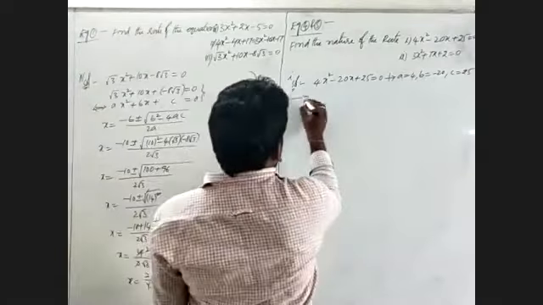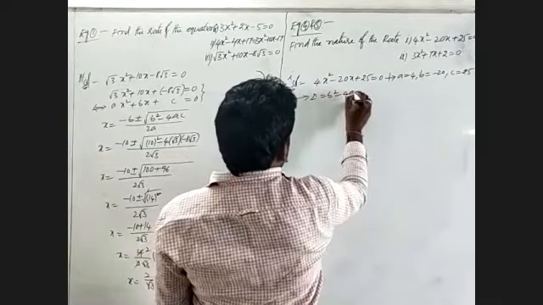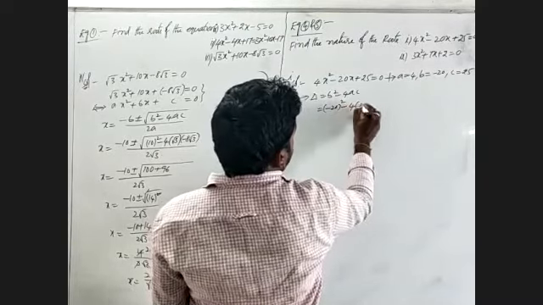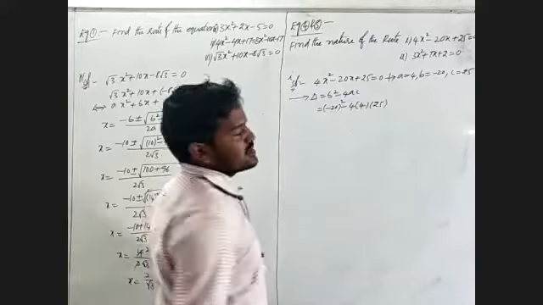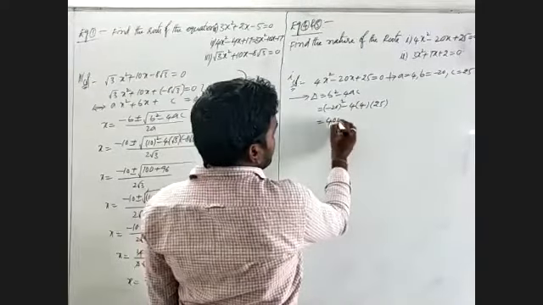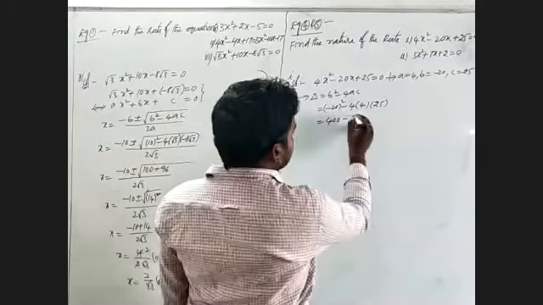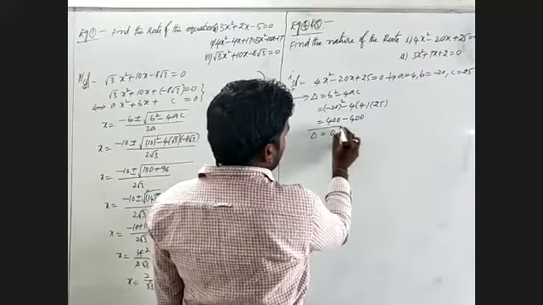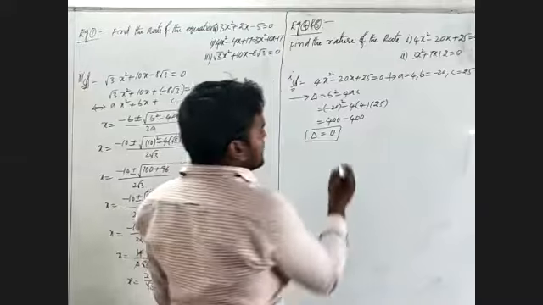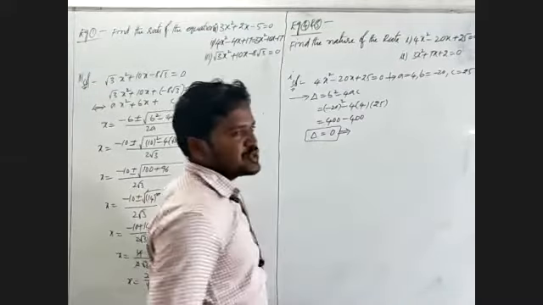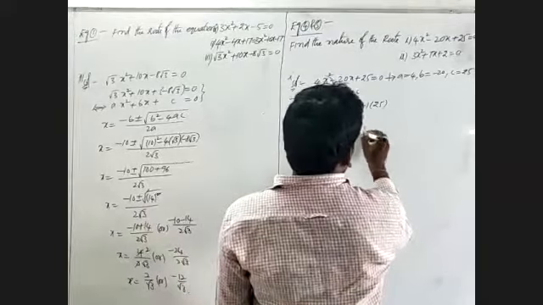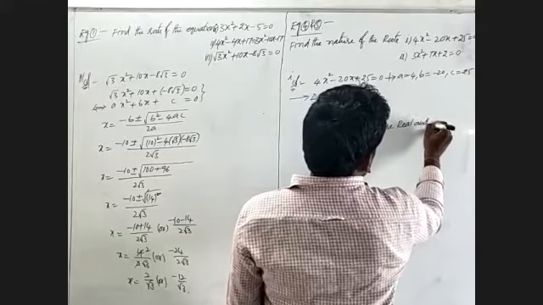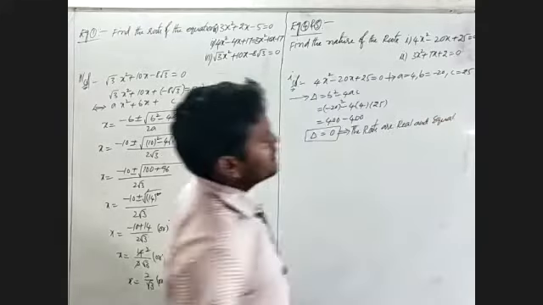First we'll find the discriminant. Delta is equal to b square minus 4ac. That is, b is minus 20, whole square, minus 4 into 25 into 4. Minus 20 whole square is 400. 25 into 4 is 100, 100 into 4 is 400. That is 400 minus 400 is equal to 0. That is the value: delta is equal to 0. Delta is equal to 0 means what is the nature of roots? The roots are real and equal.